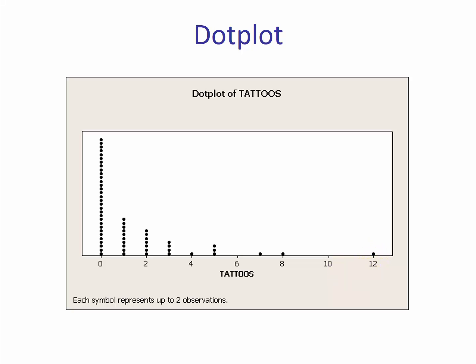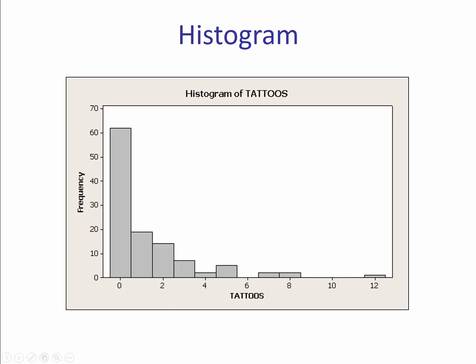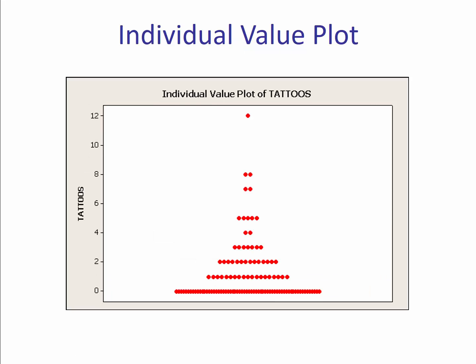Another graph that we could use to summarize this data is something called a histogram. And again, we can sort of see the shape of the distribution just like with the dot plot. And another example of a graph to summarize this data is what's called an individual value plot. And here are the number of tattoos, and the dots here represent a student with that number of tattoos. And again, as we increase the number of tattoos, the frequency gets smaller.